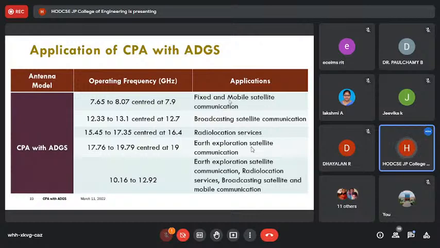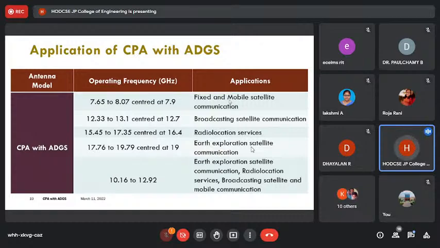So we can use this antenna for a variety of widespread applications. For the range 7.65 to 8.02, the proposed antenna is also used for fixed and mobile satellite communication. It operates under the range of 12.33 to 13.1, so it can also be used for broadcasting satellite communication.